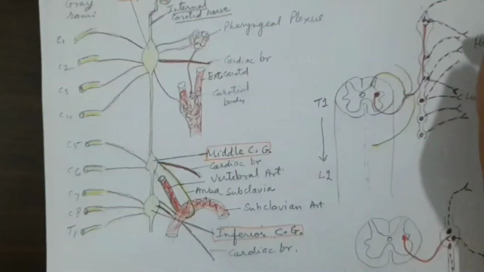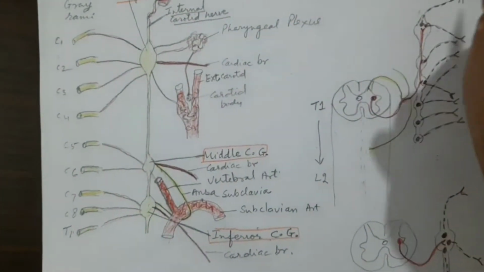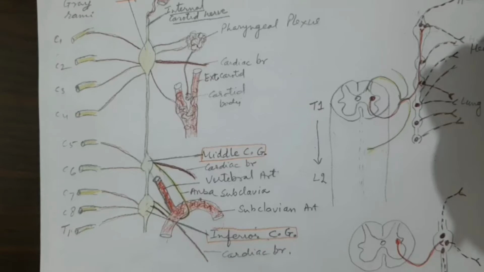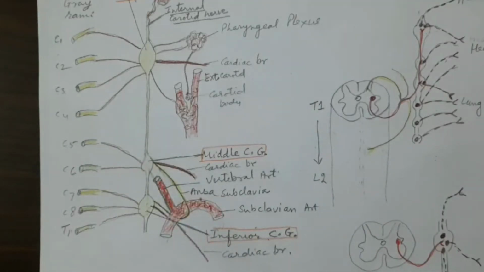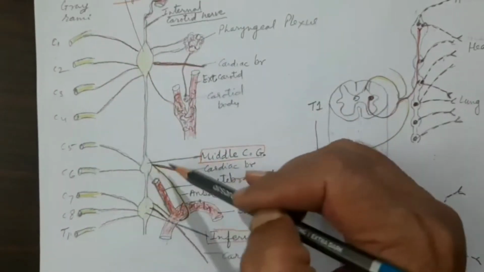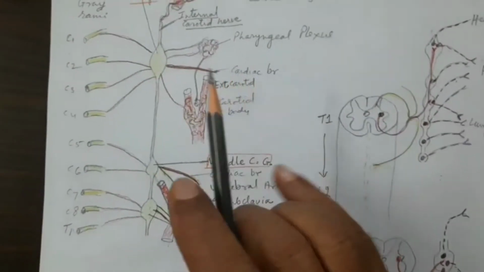Now these 3 ganglia will send branches. Lots of branches will come out from each cervical ganglion, superior, middle and inferior. But I think I should show you a diagram from a book so that you get some idea about how the fibers from this ganglion go out and from where, and those fibers which go out from this ganglion are the postganglionic fibers.